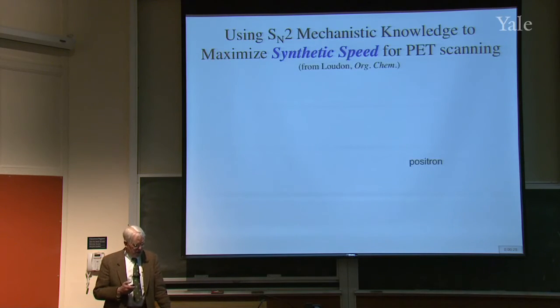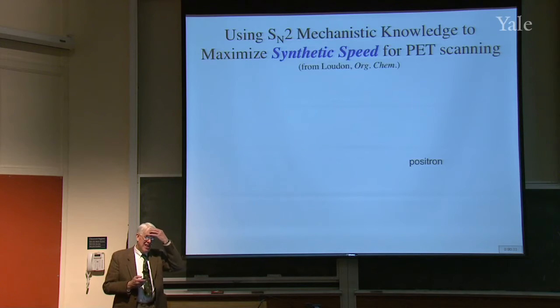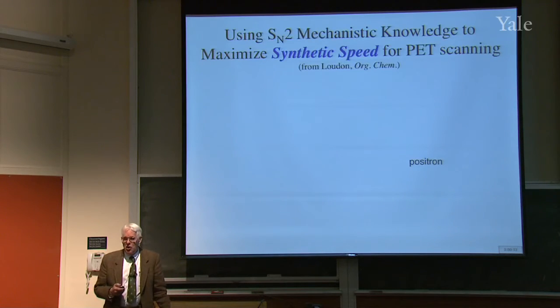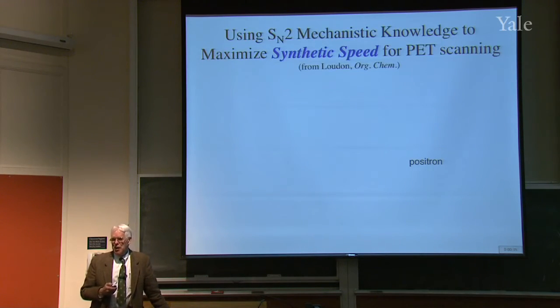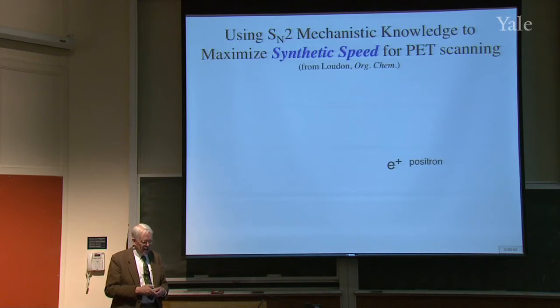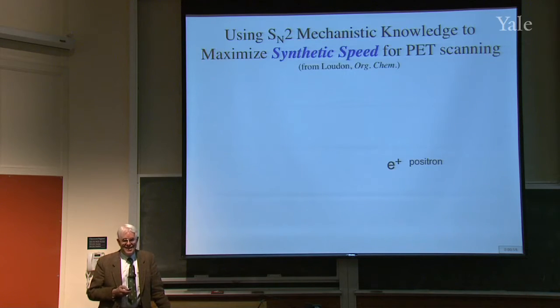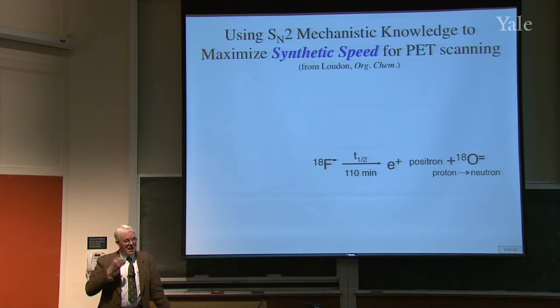The P is positron. And what is a positron? It's something you don't encounter very often. You can't buy a bottle of it. Pardon me? It's antimatter. It's a positive electron. It's an electron that has a positive charge instead of a negative charge. So that's a positron. Now, where do you get positrons? You get them by nuclear decay.